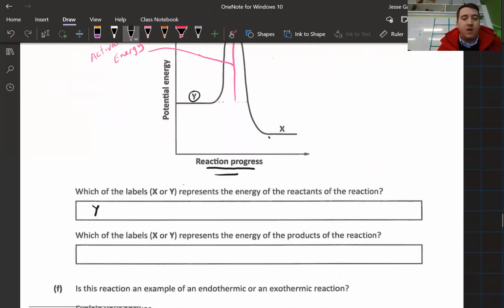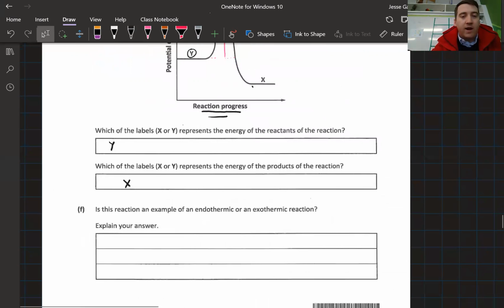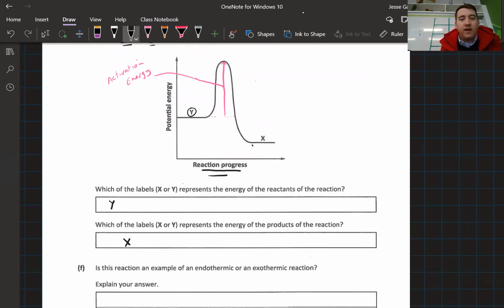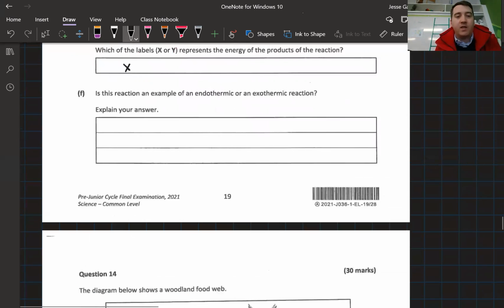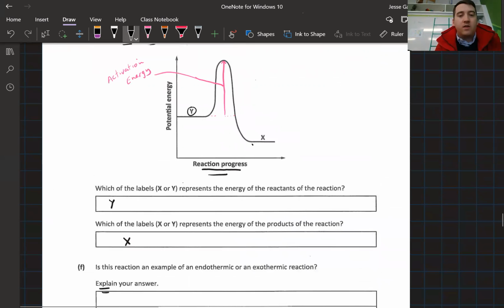On to the next bit. Which of the labels X or Y represents the energy of the products of the reaction? Okay, so obviously, now that I've told you that Y is the reactants, X is the products. Is this reaction endothermic or exothermic? Explain your answer. So is energy released or is energy taken in this reaction? Pause the video and write your answer. Then don't forget to explain it for the rest of the marks. You have to explain.